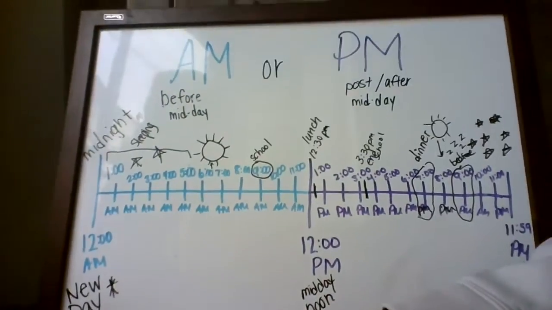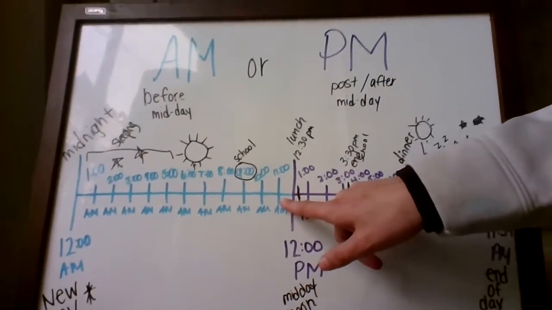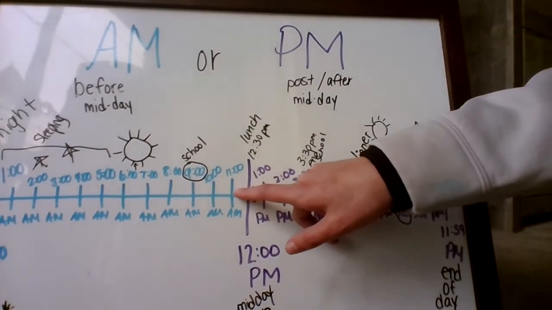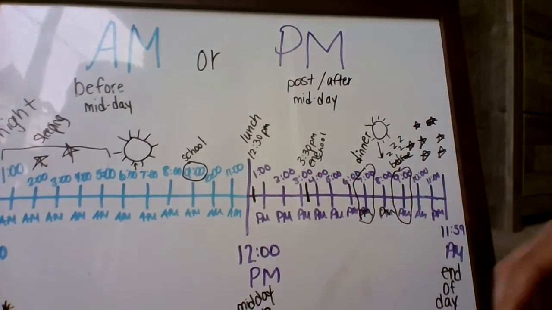Okay? All right, so friends, on Seesaw today, I'm going to put a list of activities and I want to see if you can tell me if you were doing an activity, would it be AM or PM? So, for example, would you be sleeping at 11 o'clock a.m. or would you be sleeping at 11 o'clock p.m.? Well, at 11 o'clock a.m. you would be at school, so 11 o'clock p.m. you would be sleeping.